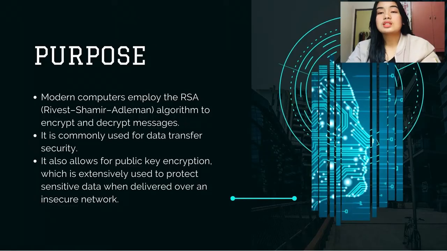What is the purpose of this RSA algorithm? The first is that modern computers employ the RSA algorithm to encrypt and decrypt messages since its properties allow public keys to be shared without endangering the message or revealing the private key. The next one is that it is mostly used in transferring data securely. And lastly, it also allows for public key encryption used to protect sensitive data as it is delivered over an insecure network.